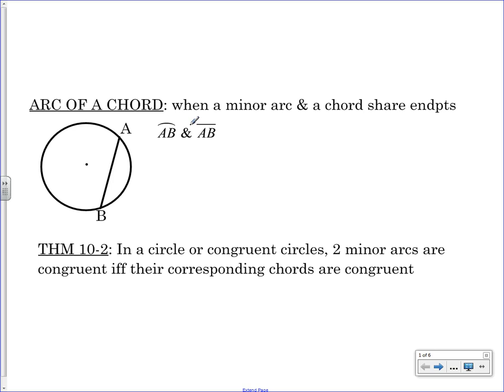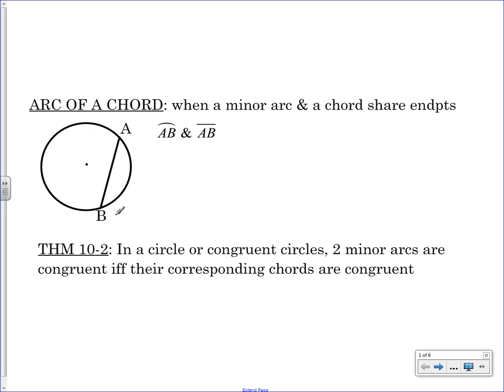So if you look, this doesn't really tell you anything. It's just explaining a picture, I suppose. But we have arc AB and we have chord AB. So that's an arc of a chord. Okay, and then we're going to use that for the next couple theorems, I think.